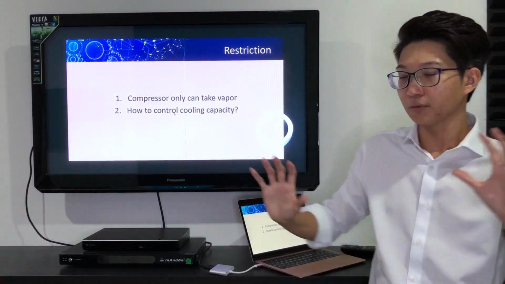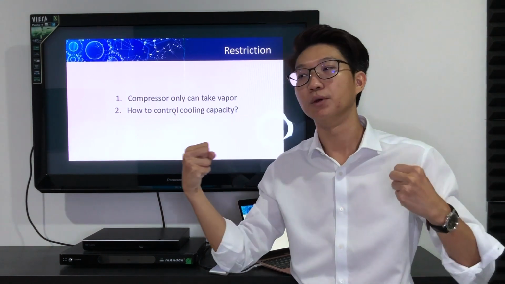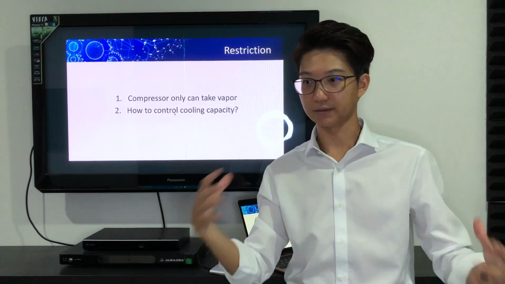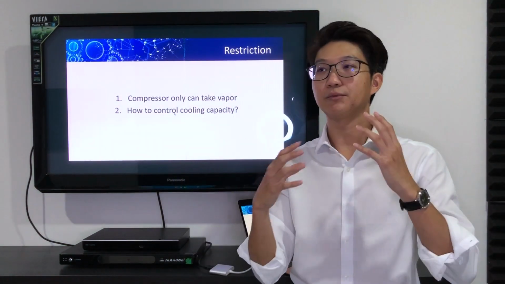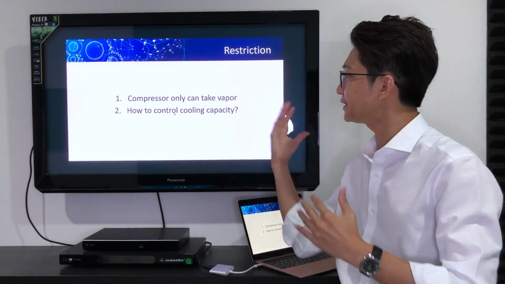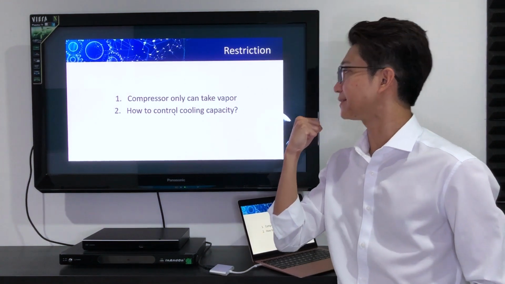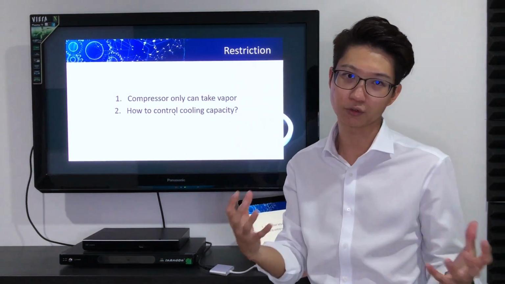So now we have the entire four processes and four components to make this happen. The whole system is set up, right? Air conditioner, basically this is how it works. But now there are two things that we need to bear in mind. The first thing is the compressor can only take vapor, like we mentioned. And the second thing is how are we going to control cooling capacity?